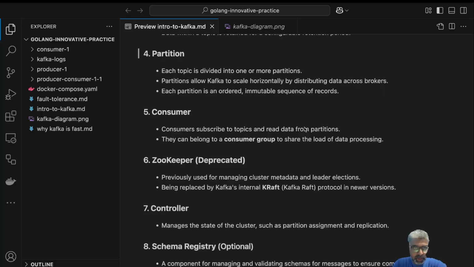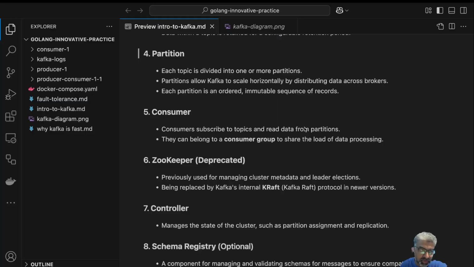So the entire metadata management, forming quorum, and establishing communication between all the brokers is done by the KRaft component. There are some controllers. One of the controllers manages the state of the cluster. State of the cluster means maintaining the health of the brokers, establishing the communication between the brokers as well, and also partition assignment and replication of the messages. Everything is taken care of by the controller.